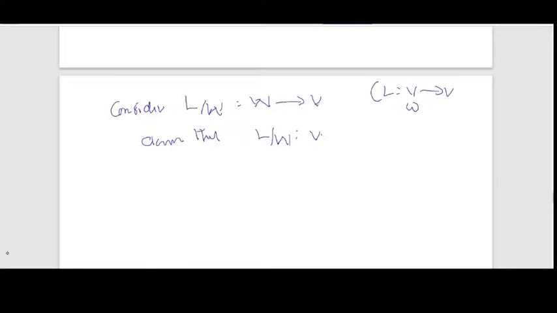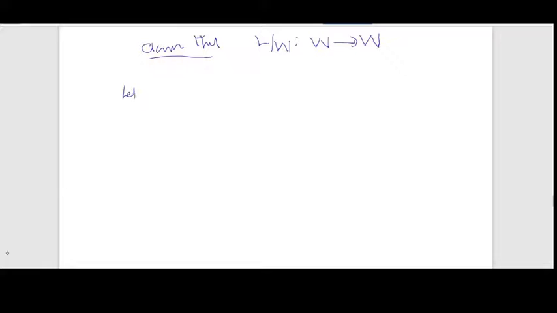Now consider L restricted to W. Actually, our L is from V to V, and here W is a subspace of V. So we restrict this L to W. Now we claim that this restriction maps from W to W. Okay, so for this, let v naught be in capital W. Then this restriction of L to W applied to v naught is actually L of v naught.